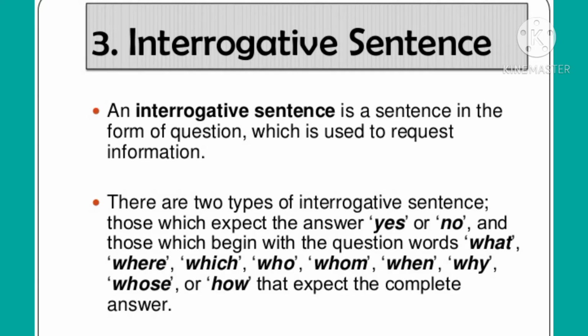Let's read the second kind, interrogative sentences. An interrogative sentence is a sentence in the form of a question which is used to request information. There are two types of interrogative sentences: those which expect the answer yes or no, and those which begin with the question words what, where, which, who, whom, when, why, whose or how, that expect a complete answer. Okay, WH word questions need a full answer, while yes or no type interrogative sentences can be answered in yes or no form.